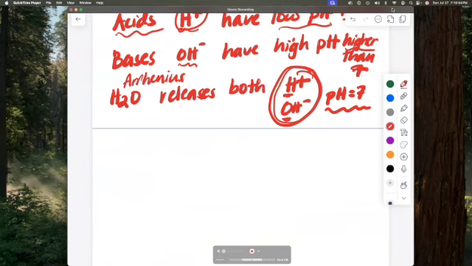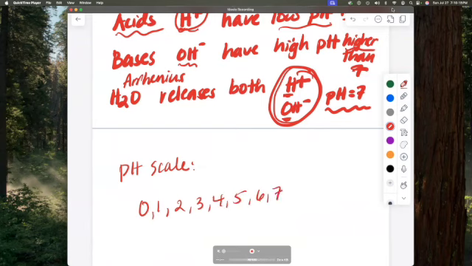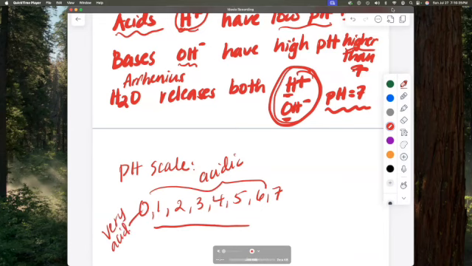So we know about the pH scale. The pH scale goes from 0, 1, 2, 3, 4, 5, 6, 7. So anything less than 7 tends to be acidic, right? And in the acidic range, a pH of 0 is very acidic. So when you're going left on the pH scale, at least based on how I wrote it, you're going towards the more acidic side. And of course, 7 stands for neutral pH.